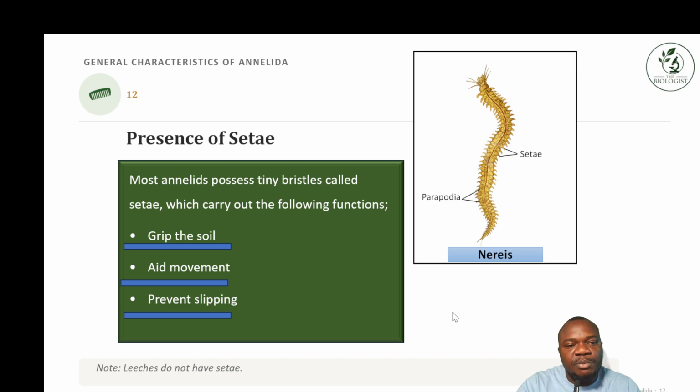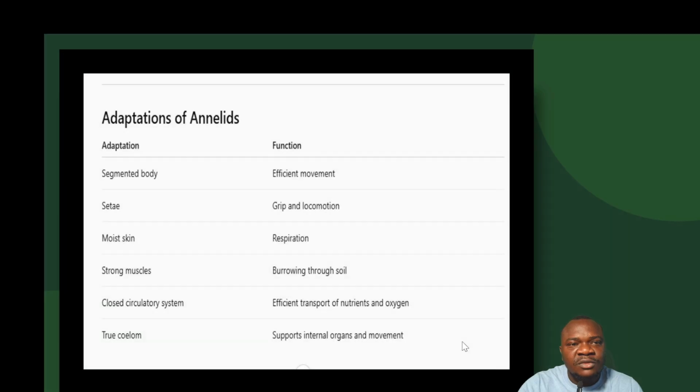So it's very important. One important note here, if you look at this footnote underneath, is that leeches do not have setae. All right, leeches have a smooth surface, so they don't have what we call the setae. All right, so very important to know. So, adaptations, it's just a summary of how they look. Let me go through them quickly.